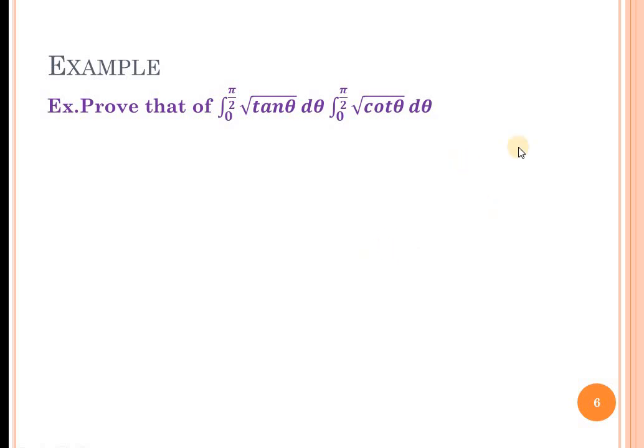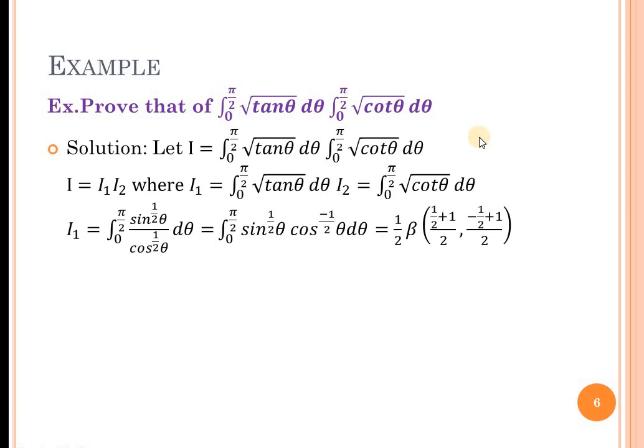Now the next examples we see are on the trigonometric properties. First example: evaluate the integration from 0 to pi by 2 of root of tan theta d theta, into the integration of root of cot theta d theta, with the limits of both integrations from 0 to pi by 2.